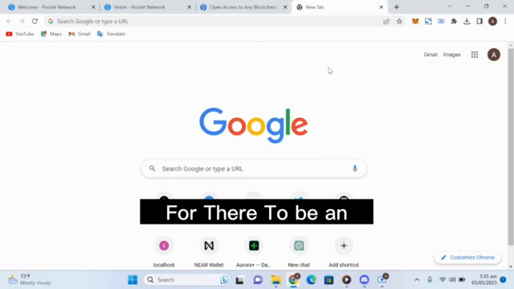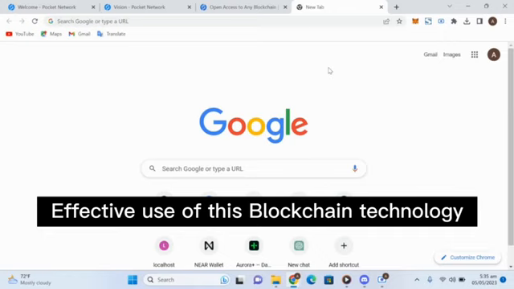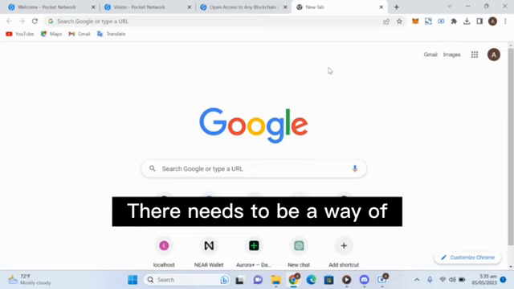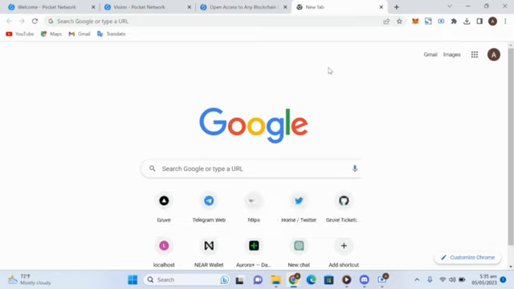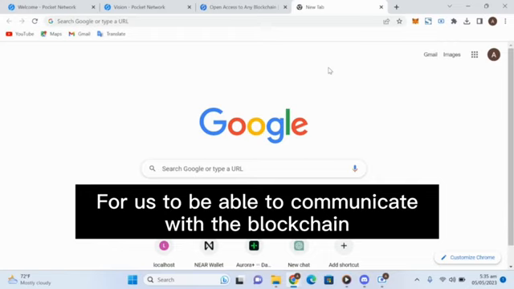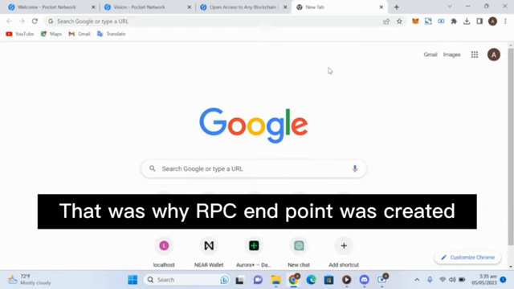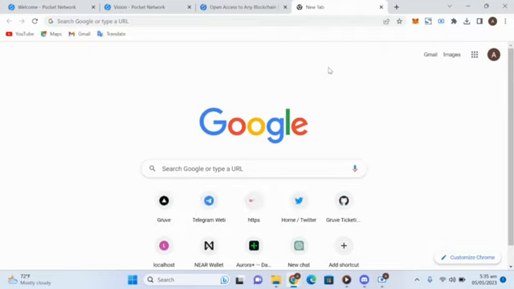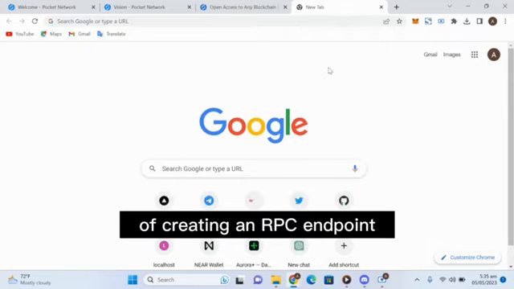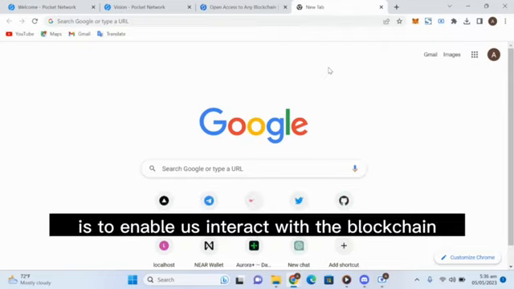But for there to be an effective use of this blockchain technology, there needs to be a way of communicating with the blockchain. So for us to be able to communicate with the blockchain, that was when RPC endpoints were created. The major reason for creating an RPC endpoint is to enable us to interact with the blockchain.